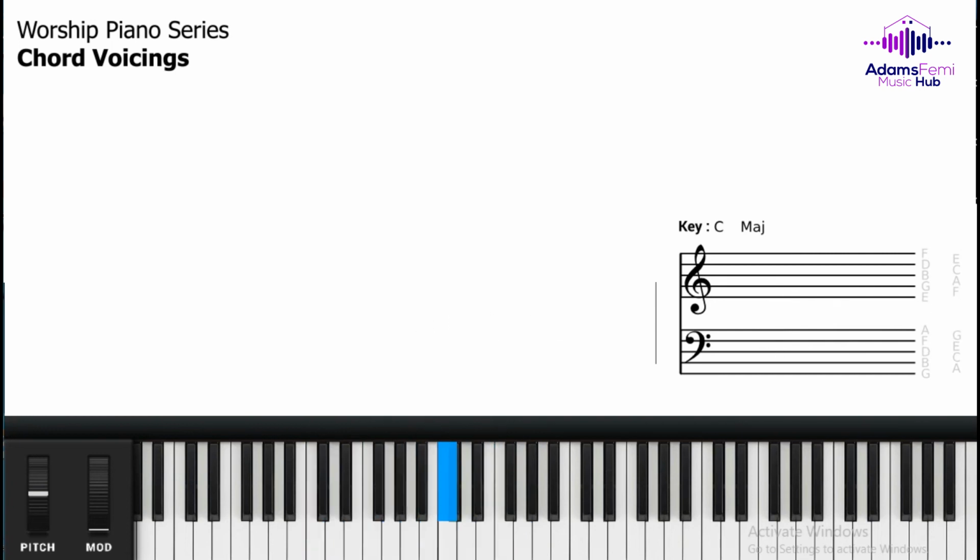I would advise you practice this on all keys. The chord formula is still the same. Take the second lowest note and raise it by an octave. So that's the chord formula.